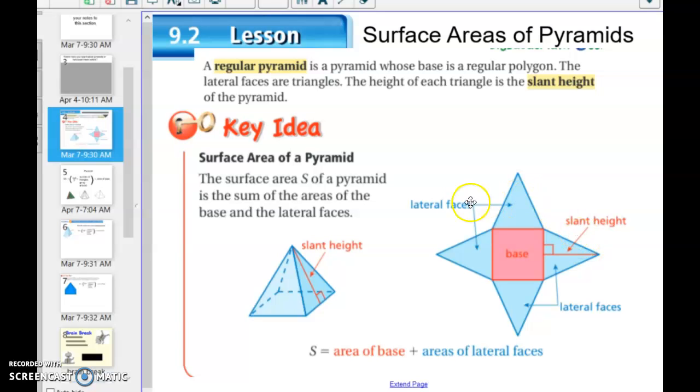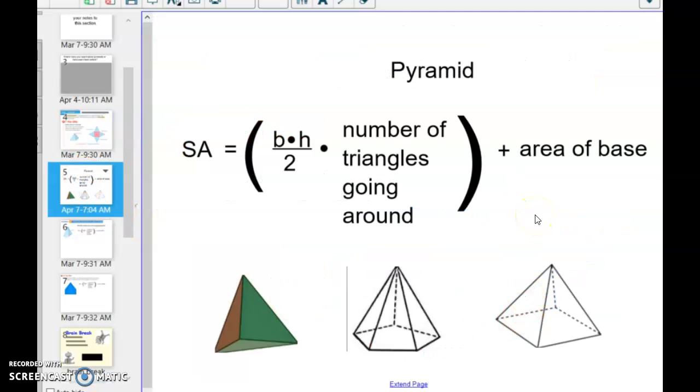Divide that by 2, but then times that by 4, or times it by however many triangles you have going around. So how I've simplified the formula, I've said do base times height divided by 2 of the triangle, times that by the number of triangles going around. Could be 3, could be 5, could be 4. Then add to that the area of the base, no matter what shape you have for your base.